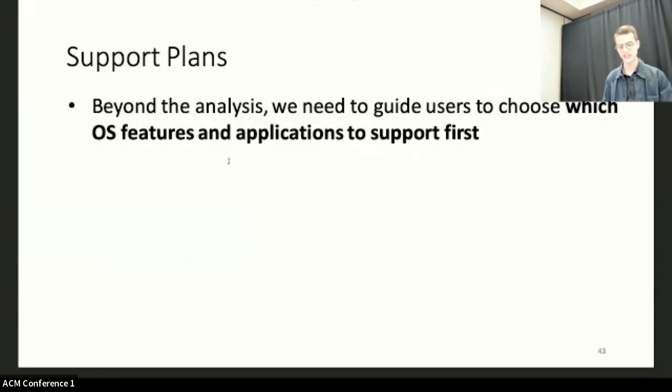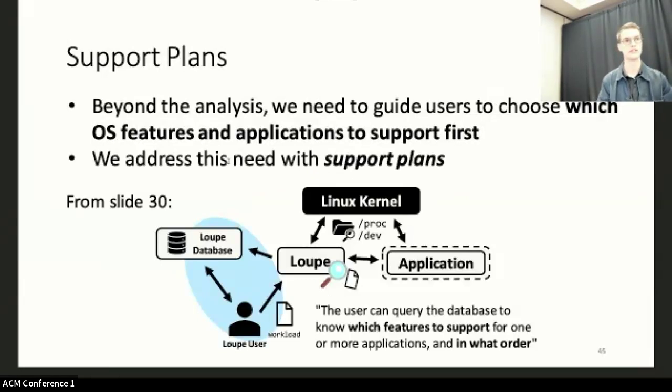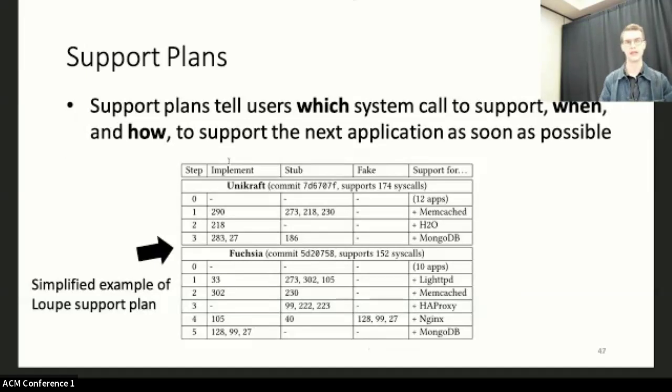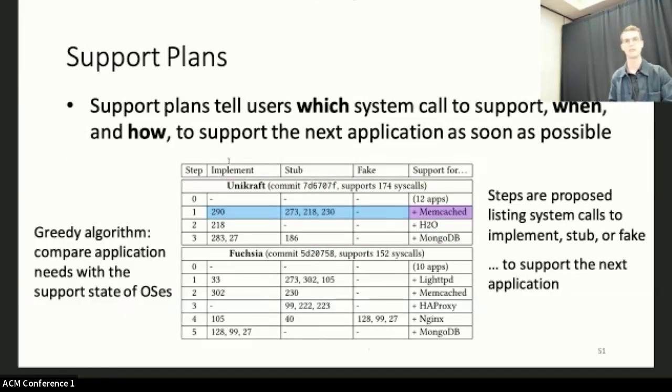Now, beyond the analysis, we need to guide users to choose which OS features and applications to support first. You may remember from a few slides earlier this part where the user queries the database. And our approach to solve this problem is support plans. Support plans tell you which system call to support, when and how to support the next application as soon as possible. Here's a simplified example. For each operating system, steps are proposed listing system calls to implement, stub, or fake to support the next application.